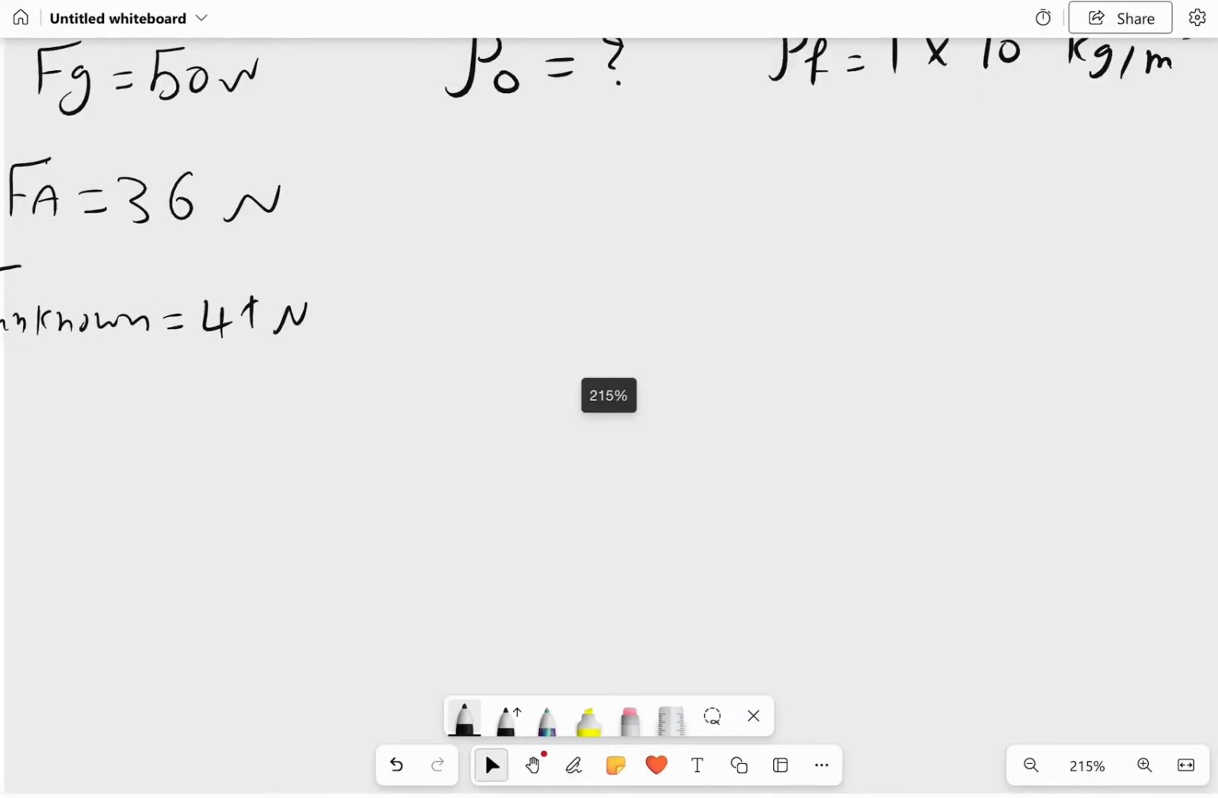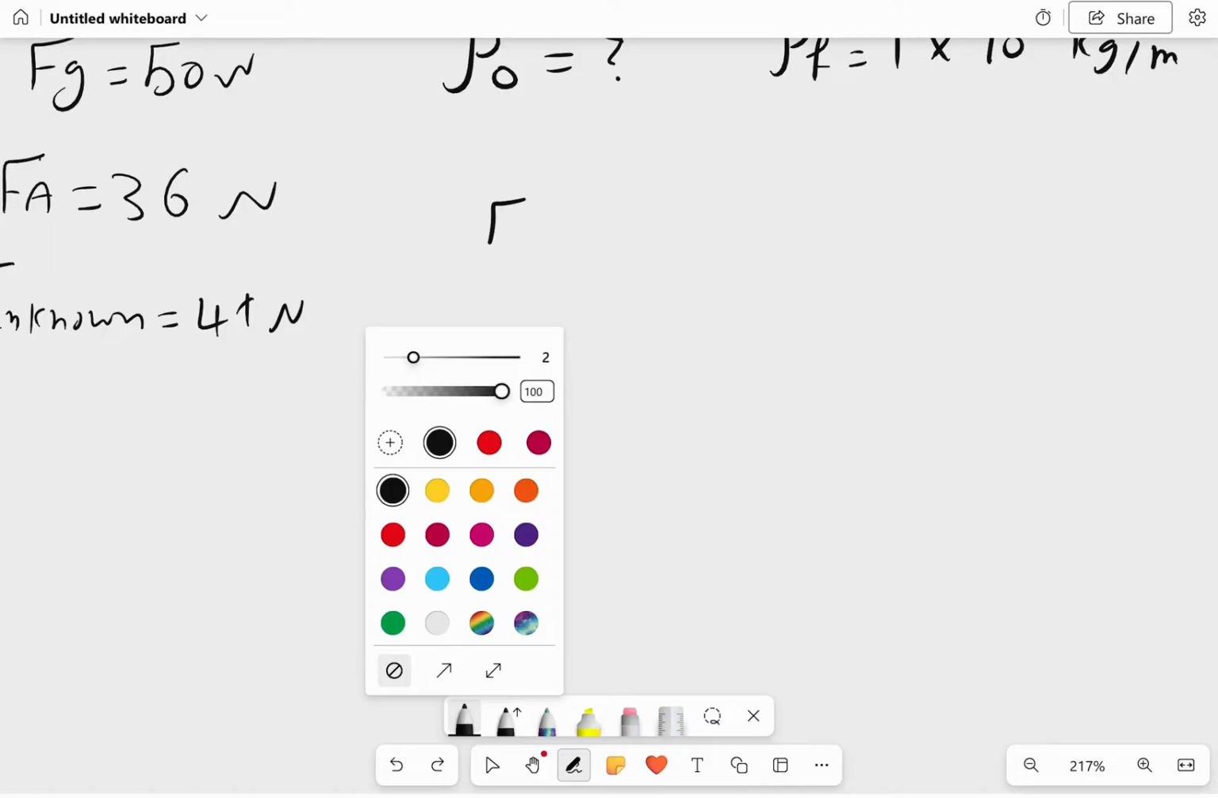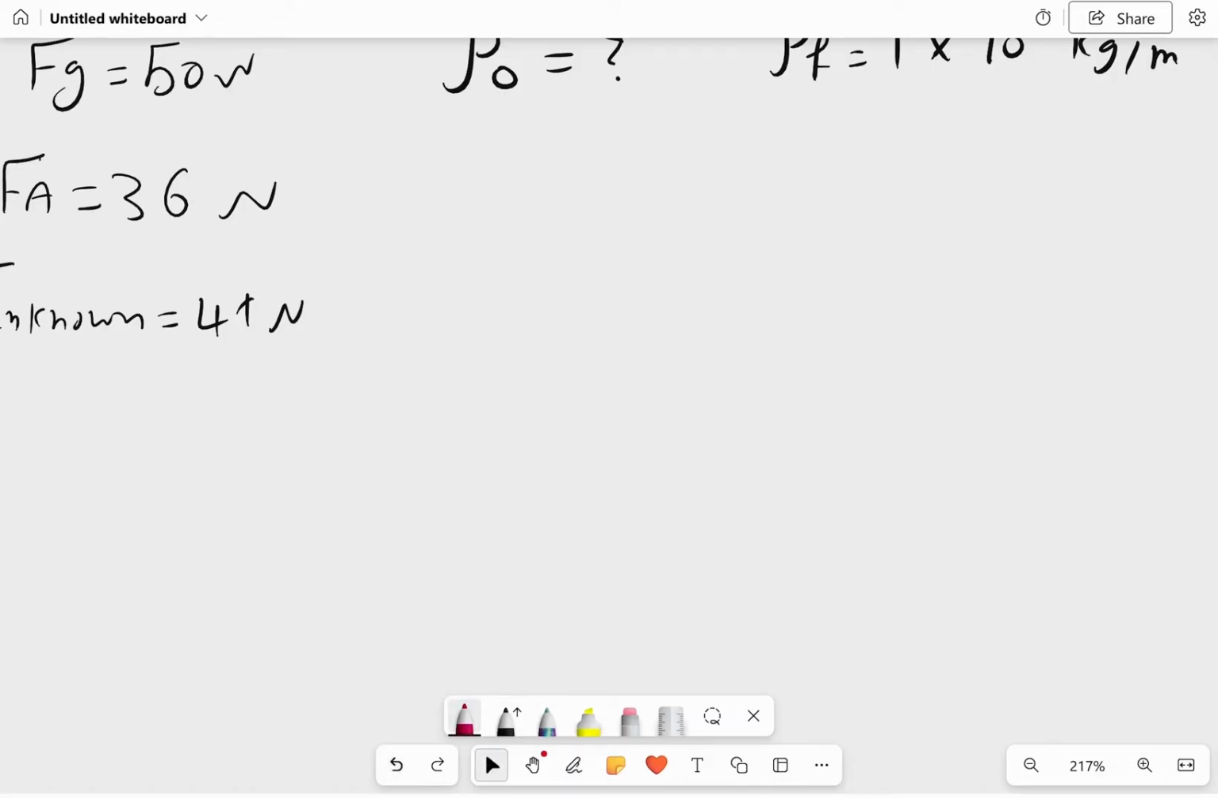Whenever the object is sinking, you'll be using this equation. Fg divided by Fb is equal to the density of the object divided by the density of the fluid. Now guys, take a look at this one. Let's see if I have all the givens here.